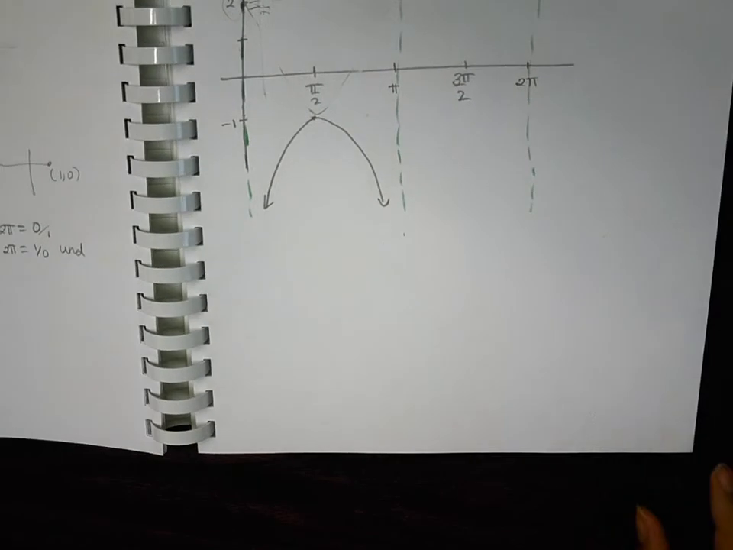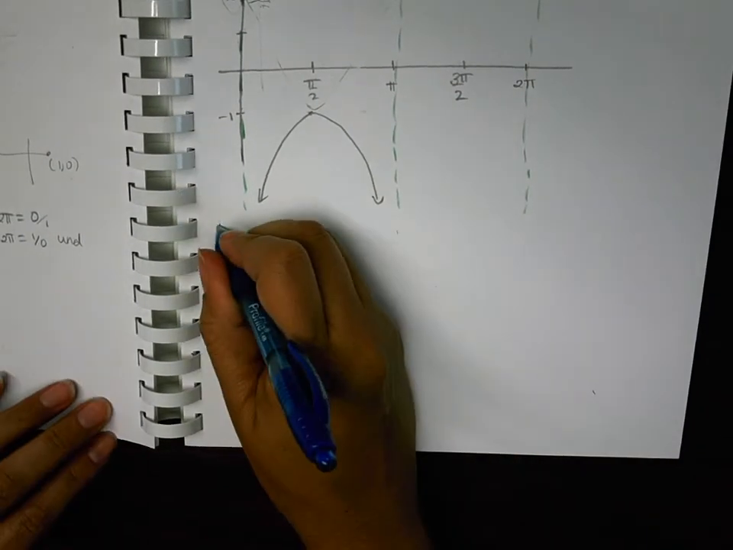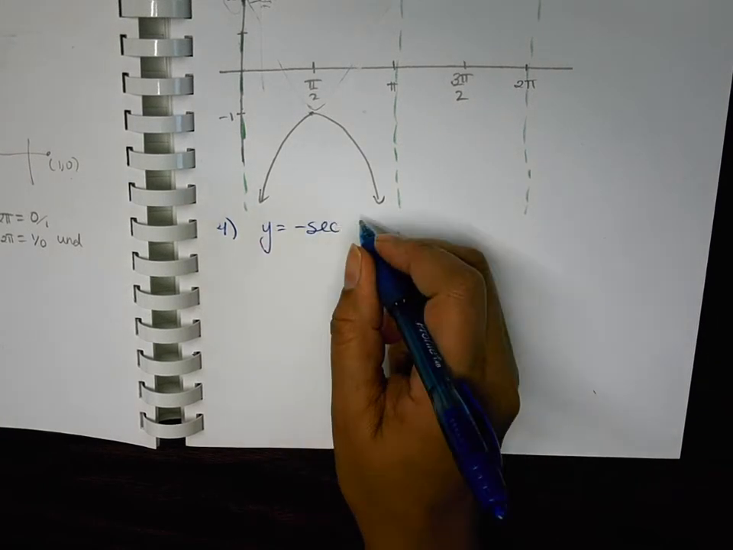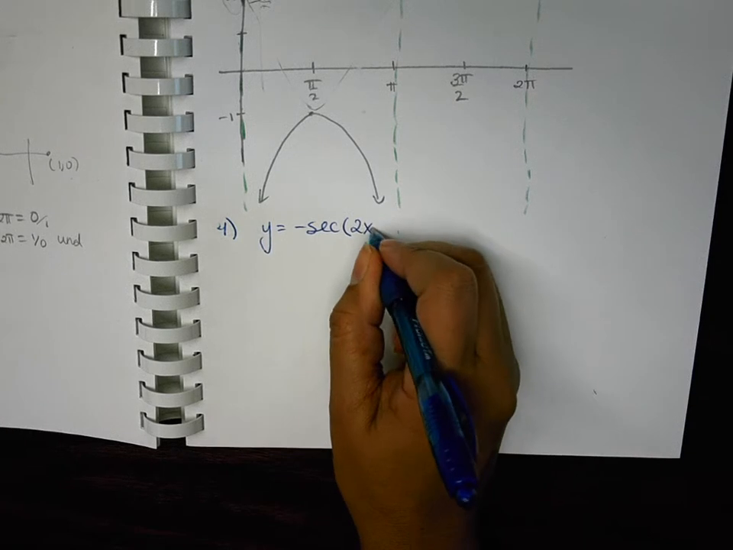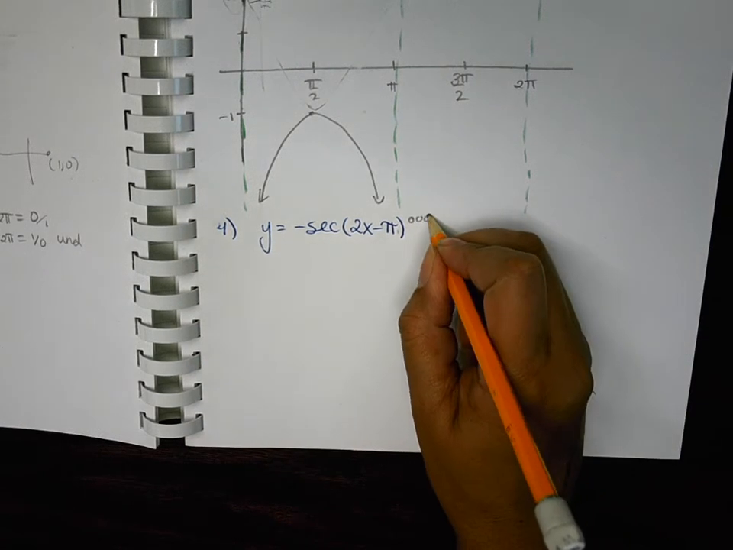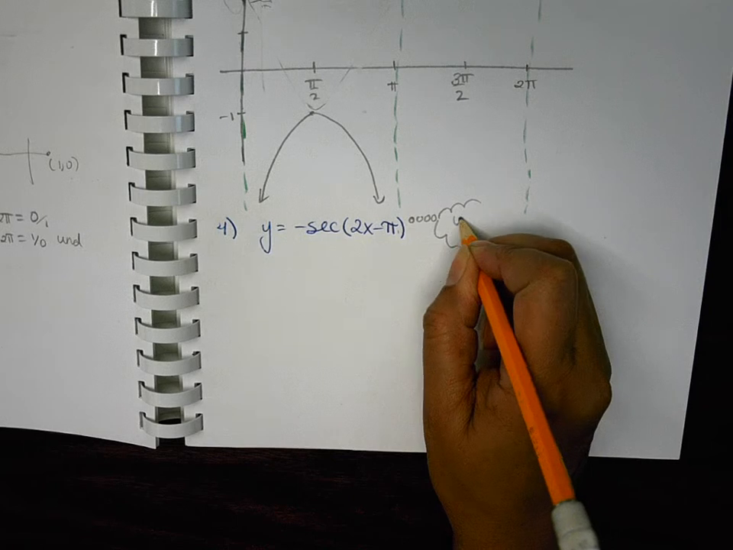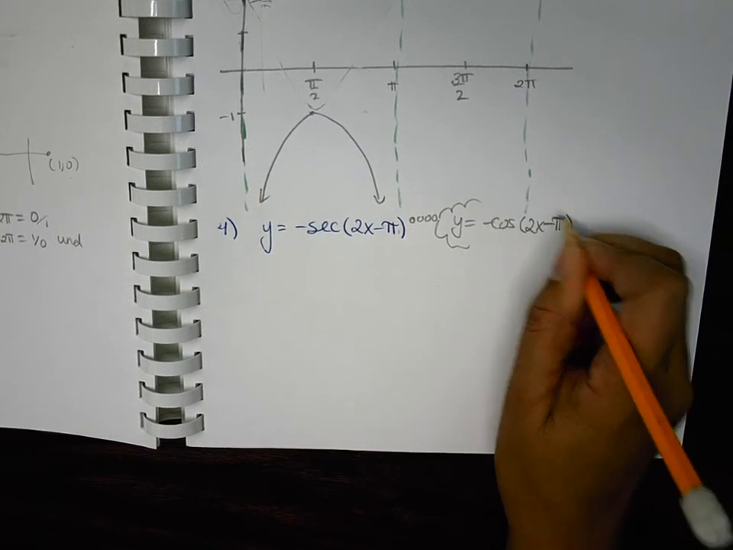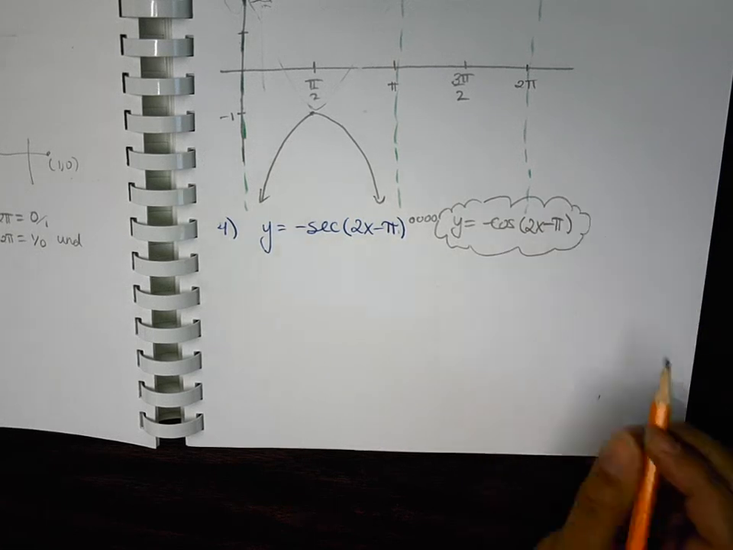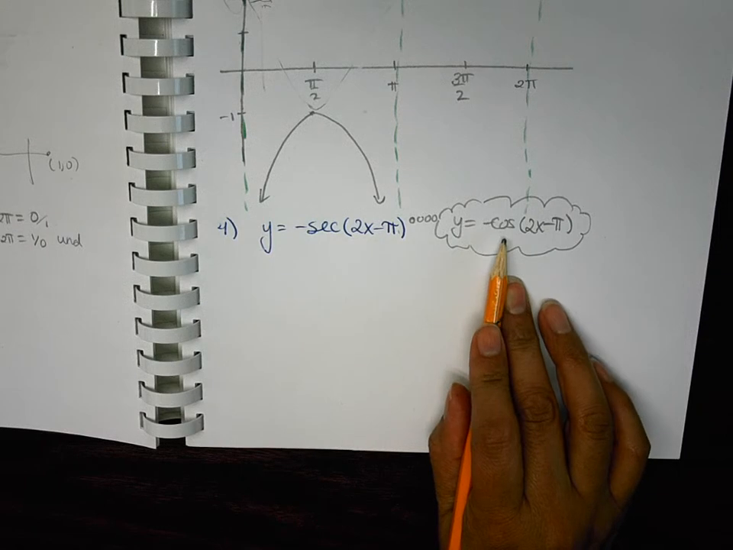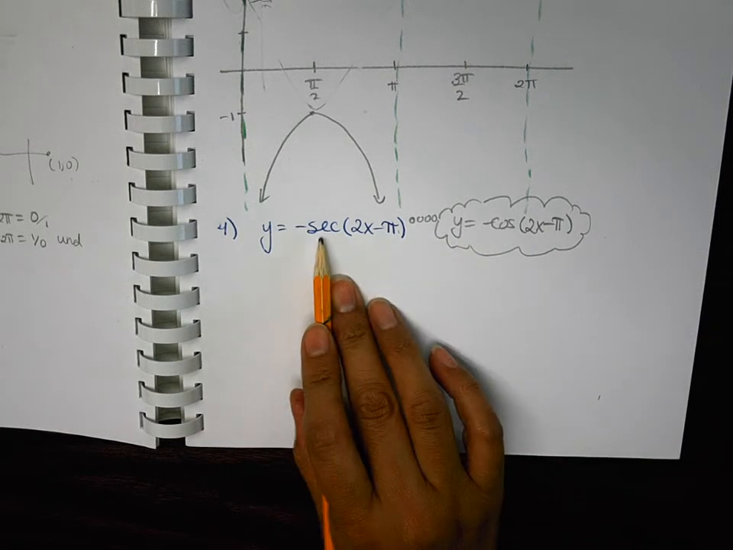Number 4. Y equals negative secant of (2x minus pi). What are we processing in our head? What kind of graph? Cosine. Y equals negative cosine of (2x minus pi). Two places kids mess up on the test. When they rethink this, they think, oh, it's negative sine, and the whole thing is wrong. So keep track of secant, cosine, and so forth.